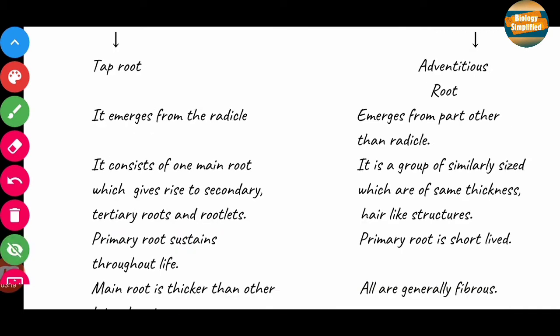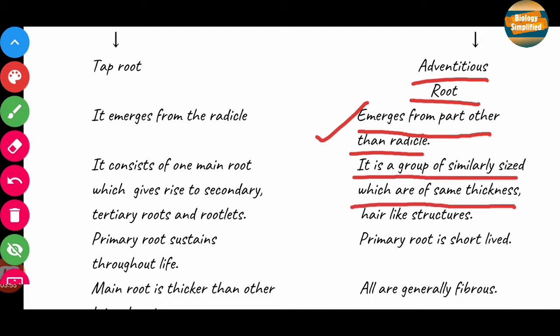Next, we'll talk about the adventitious roots. These are the roots which emerge from parts other than the radicle. Now this point is very, very important. These roots emerge from parts other than the radicle. Except the radicle, they can emerge from anywhere, like from the stem, from the plumule, from leaves, anywhere else other than the radicle. So this distinguishes adventitious roots from taproots, as they do not arise from the radicle. It is a group of similar sized, hair-like structures of the same thickness.